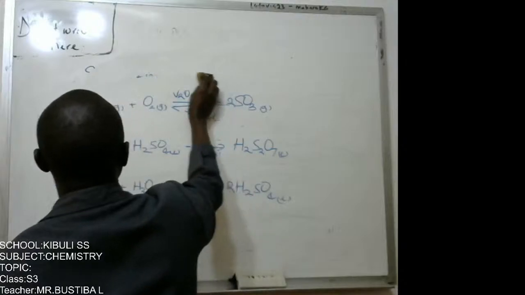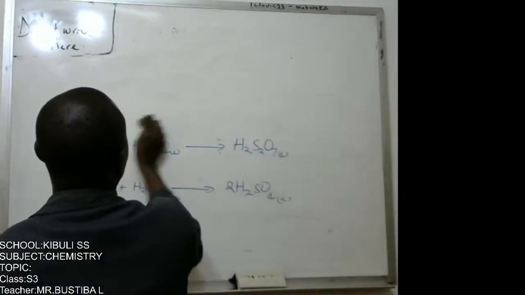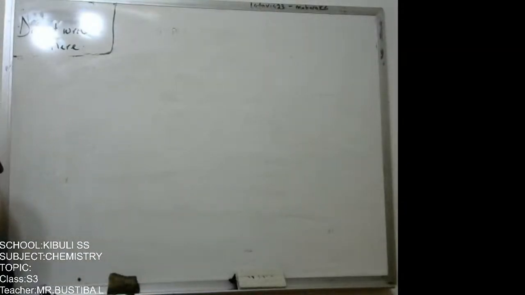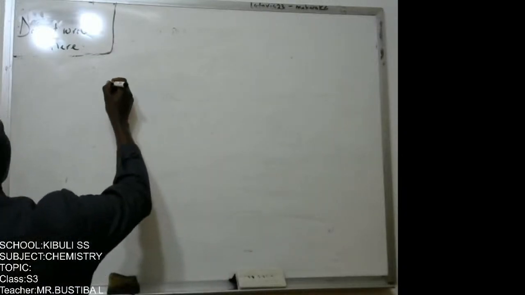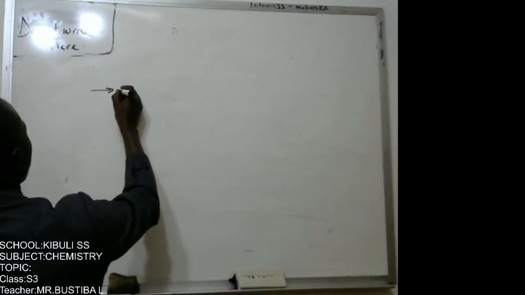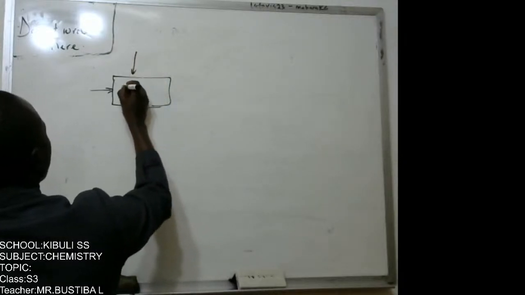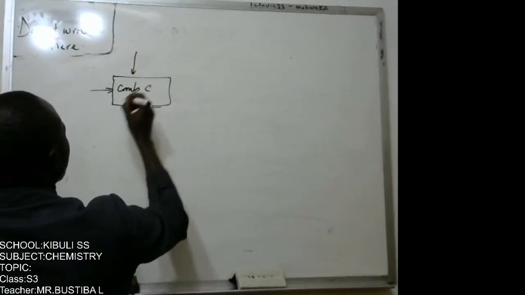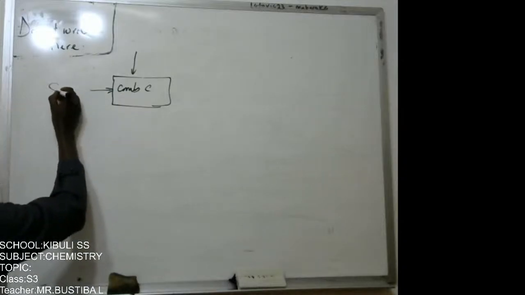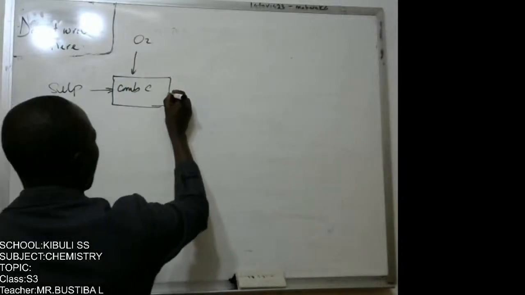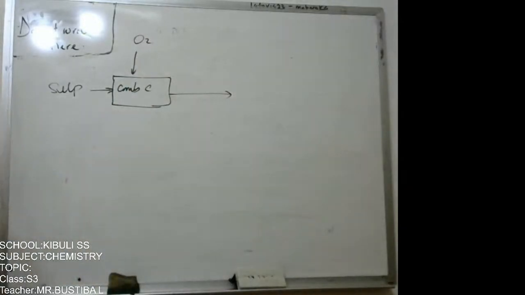I'll ask that after today's lesson, sometimes we use what we call what? We use a reaction scheme, where you draw boxes and arrows. You shouldn't get lost. So if this is something coming in, and I'm saying this is a combustion chamber. And I pointed out that this one is sulfur being brought in. So what is this one? Oxygen. What comes out of this, you must know.